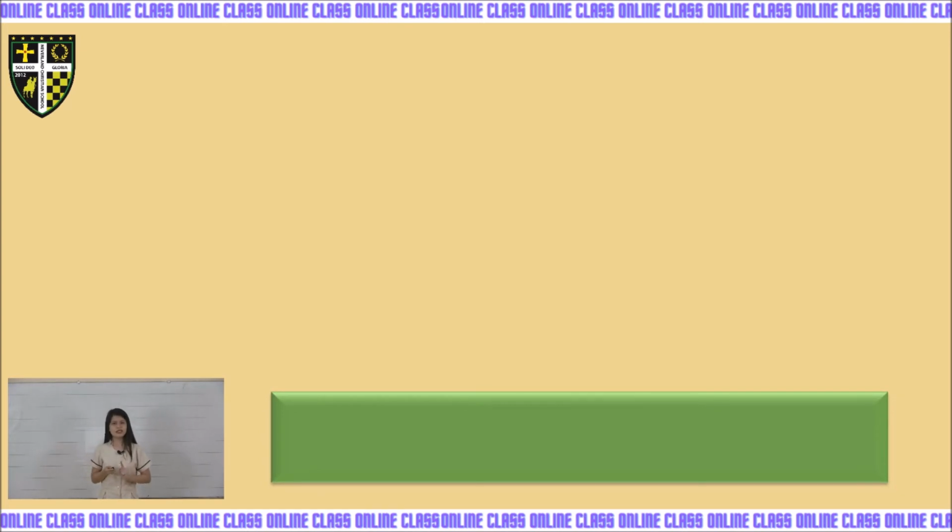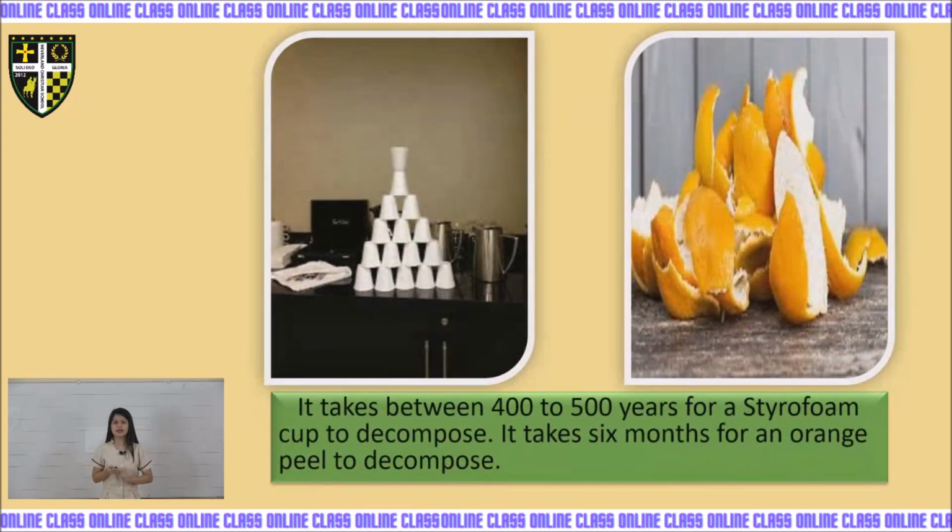And for the trivia, did you know that it takes between 400 to 500 years for a styrofoam top to decompose? Well, what about the orange peel? It only takes 6 months for the orange peel to decompose. That's why, kids, we must use organic materials rather than plastics or styrofoams. And once you use styrofoams, materials, or plastics, please throw them in the garbage.